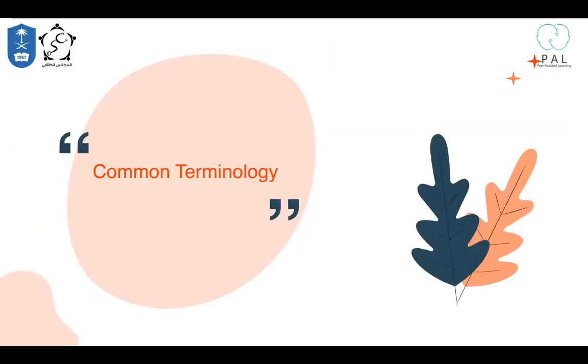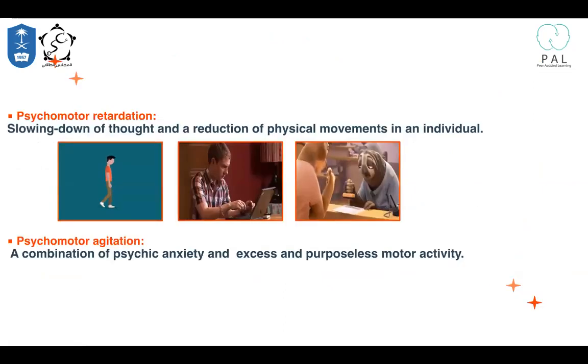Okay, we go to a few common terminologies that we will encounter in some of the disorders today. First we have psychomotor retardation. Psychomotor retardation means slowing in movement, thoughts and emotions. It can be associated with major depression. So it is slowing down of thought and a reduction of physical movement in an individual. Sometimes you see the patient is slow, moves slowly, speaks slowly.